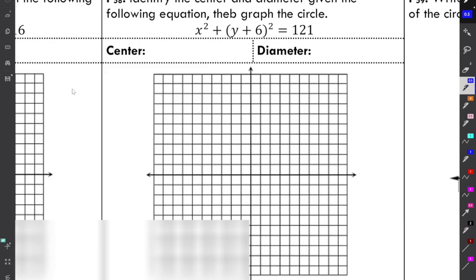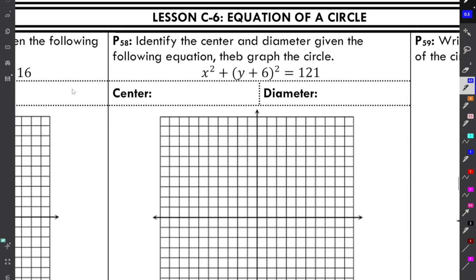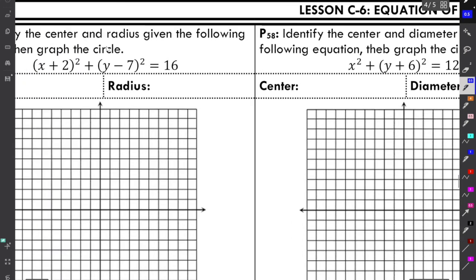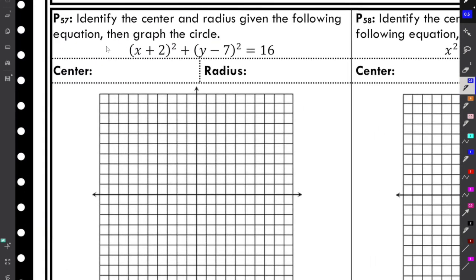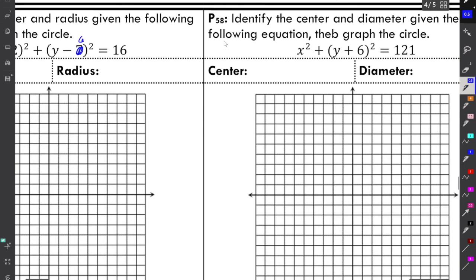Now we move on to our last section, which is C-6, which is the equation of a circle. Okay? I want you to correct this on your paper. Make this a 6, please. And then also, on this one over here, make this a 9.